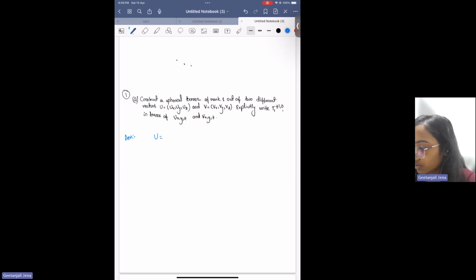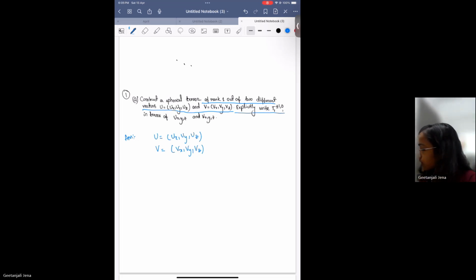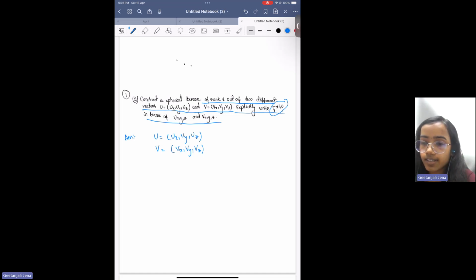So there are two vectors. One is u equal to (ux, uy, uz), and another one is v, which is (vx, vy, vz). Now the question is asking to explicitly write T1. Let me read the question again. Construct a spherical tensor of rank 1 out of two different vectors u (ux, uy, uz) and v (vx, vy, vz). So using these two vectors, you have to construct a spherical tensor of rank 1 and write this tensor, which is T1 with q equal to plus or minus 1, 0, in terms of ux, uy, uz and vx, vy, vz.